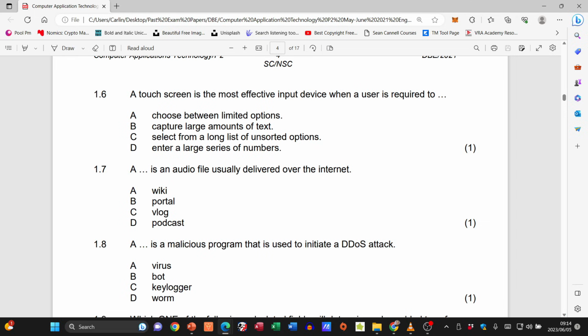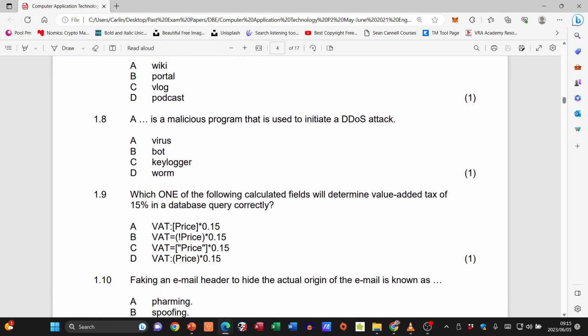So, bearing that in mind, let's go. Which one of these is an audio file usually delivered over the internet? Now, just by what we said here and the fact that that's a video, we're going to go with D, our podcast, right? Most podcasts are mainly audio, but we've seen a lot of them now go onto the video side of things as well.